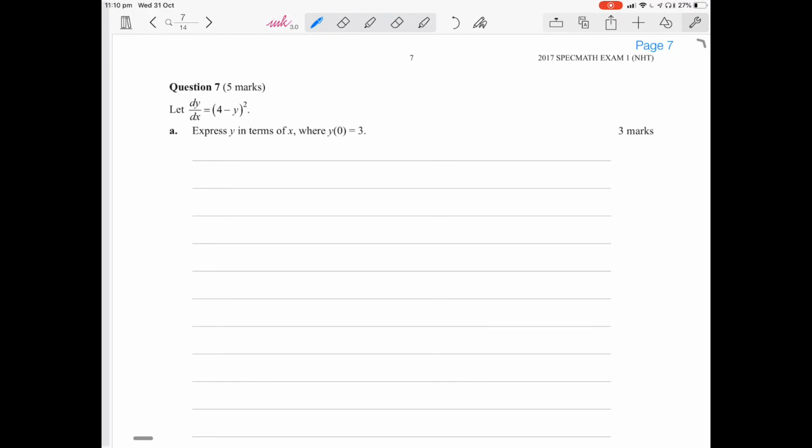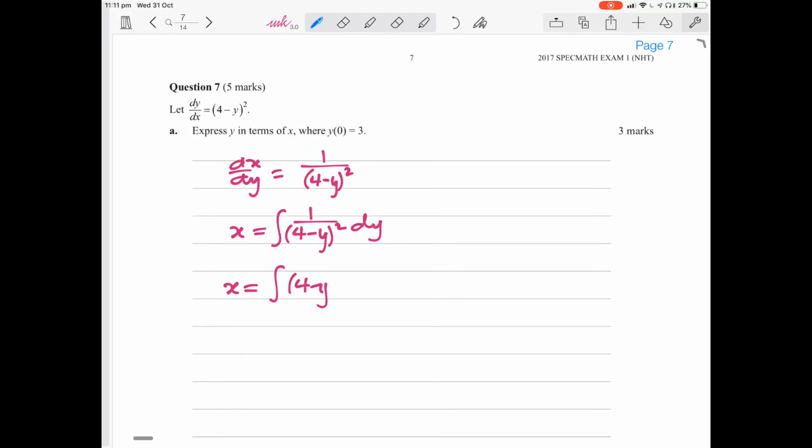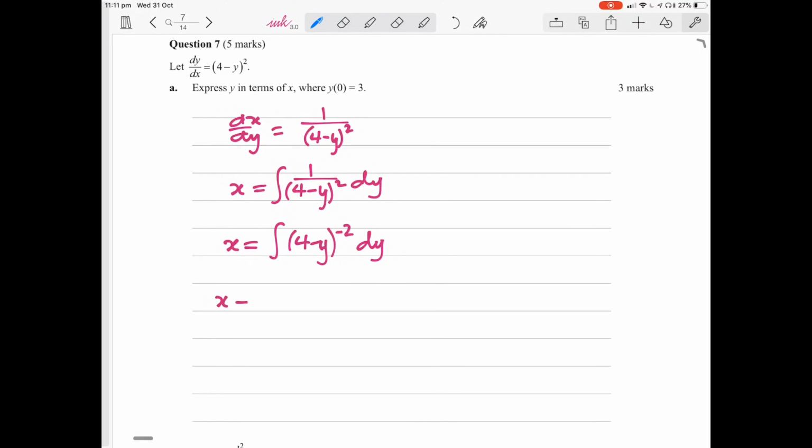Okay, so first thing we've got to do is flip it. So dx/dy is equal to 1 on (4 minus y) squared. So x is equal to the integral of 1 on (4 minus y) squared dy. X is equal to the integral of (4 minus y) to the negative 2 dy. So x is equal to, okay, add 1 to that.